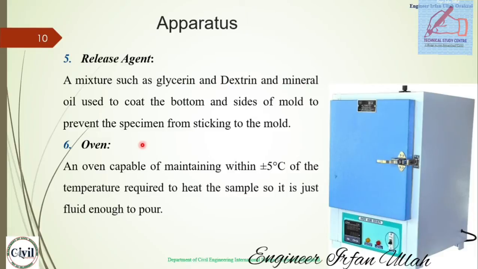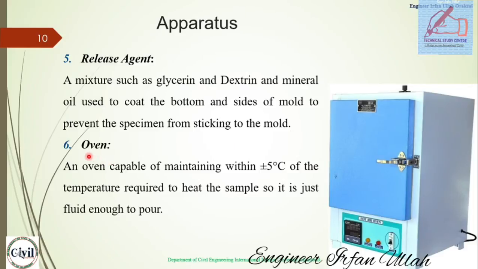Release agent. This is most important for safety. Mixtures such as glycerin and dextrine and all other types of release agent may also be used, and mineral oil, used to coat the bottom and sides of the mold to prevent the specimen from sticking to the mold. So when you want to use the mold again, you will find it easy when you want to remove the old specimen. This release agent should be used for that purpose.